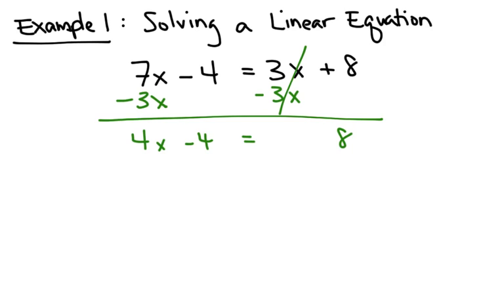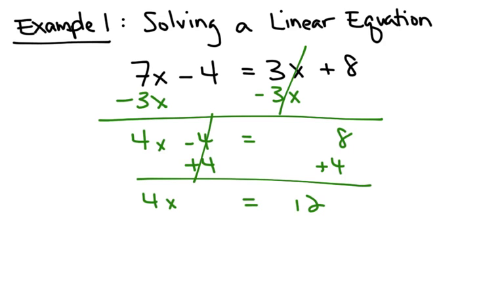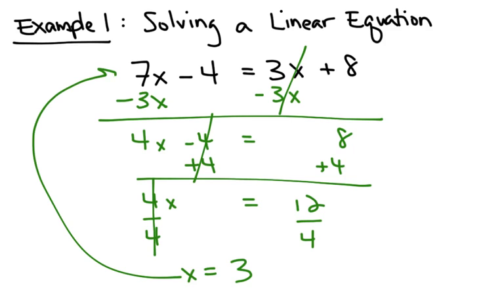Then I get my constants on the same side. So I'm going to add 4 to both sides, and I get 4x equals 12 because this goes away. And then to get rid of the 4 in front of the x, you divide because that's the opposite of multiplying, and you find out x is equal to 3. And then you plug that back into the original problem to make sure that it's true. This is called the vertical method. And like I said, this is how I learned to do it.